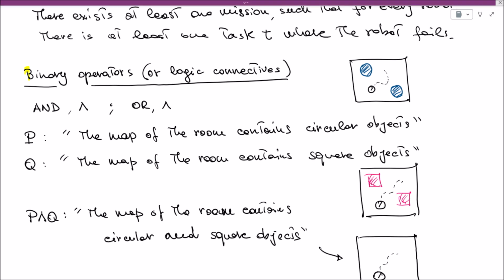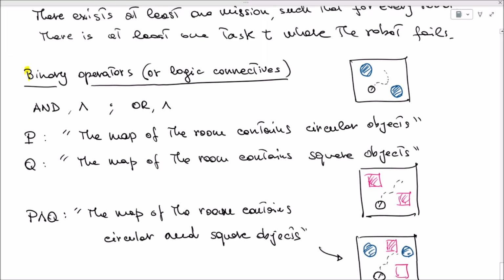There will be both circular objects and square objects. Now, when is this proposition P and Q true? When both P and Q are true. So this is the meaning of the logic connective AND. This is true if and only if both of the single propositions are true.